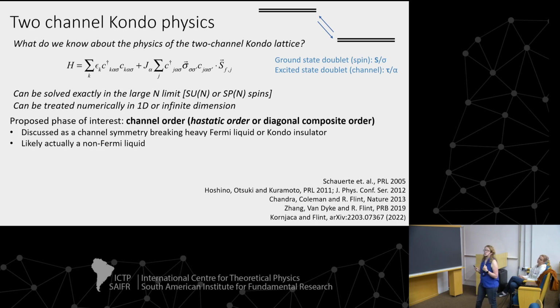And there's another group in Japan, Hoshino, Otsuki, and Kuramoto. They called this a diagonal composite order. But really, it's not that complicated. It's a heavy Fermi liquid that chooses a particular channel to break the symmetry. And so it's just a channel symmetry breaking heavy Fermi liquid, or you can get a Kondo insulator that is also breaking this channel symmetry.